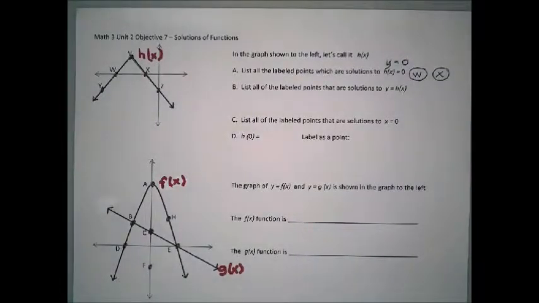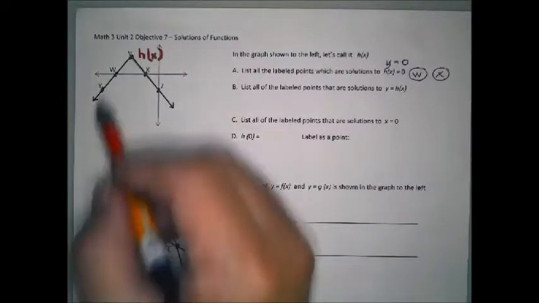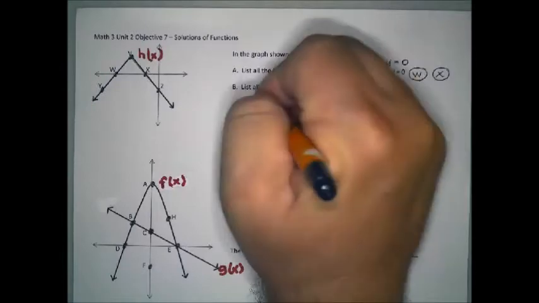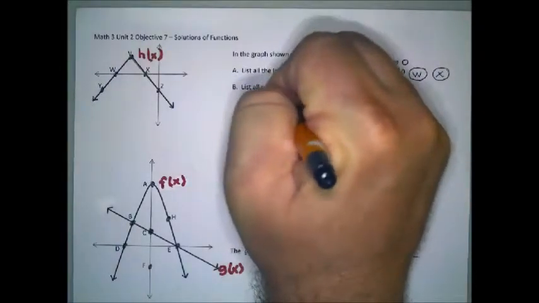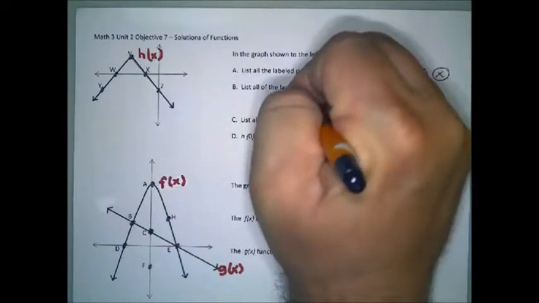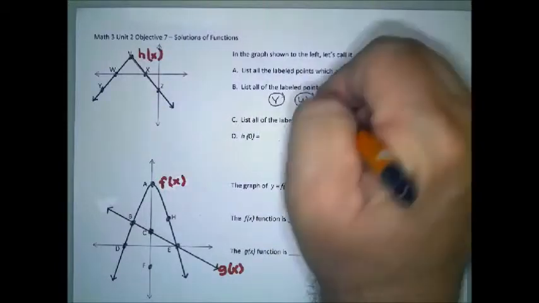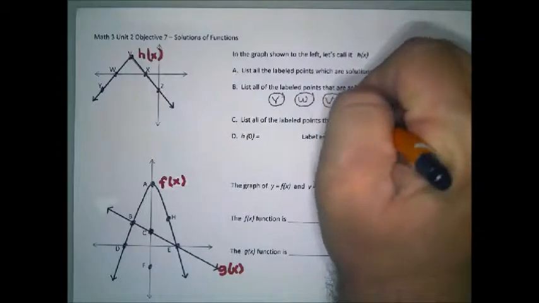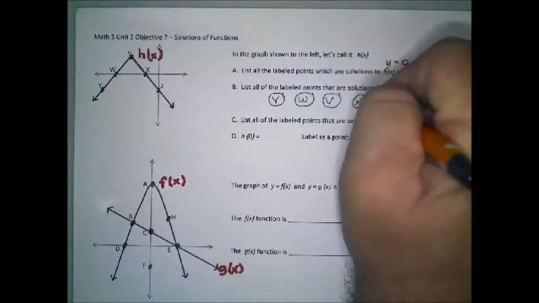Now the next question, list all the labeled points that are solutions to y equals h of x. Well, that's just simply asking for all the labeled points that are on the function. So if you want to just start here and go there, it would be Y and W and V and X and Z.